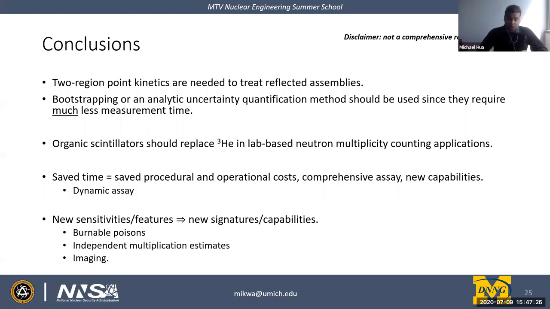Going to just a more general sense theme of this talk, organic scintillators are a lot better than helium-3. Helium-3 has the advantage of efficiency. They don't have a phenomenon called neutron crosstalk, but otherwise, organic scintillators, just these additional capabilities, really pull through for them.